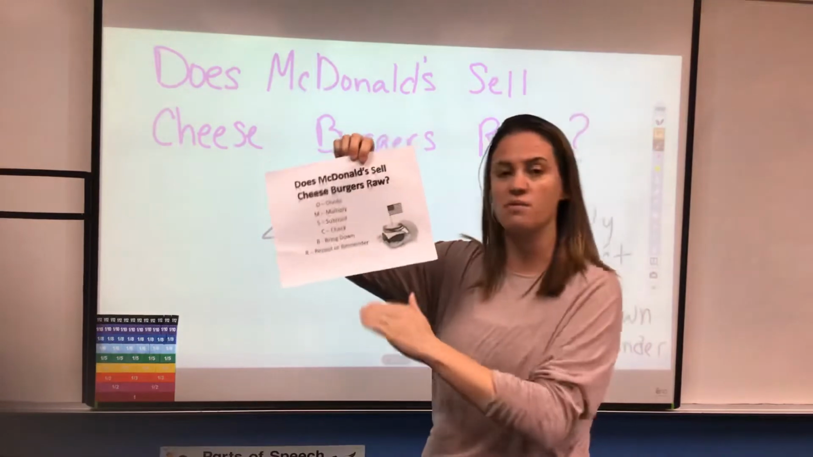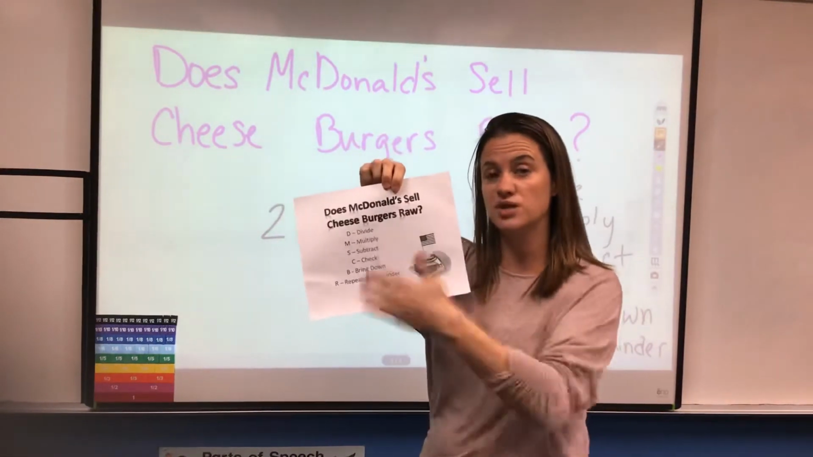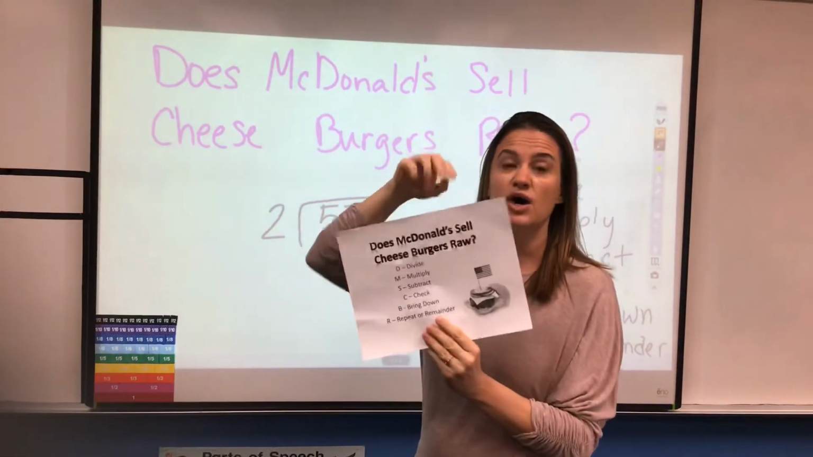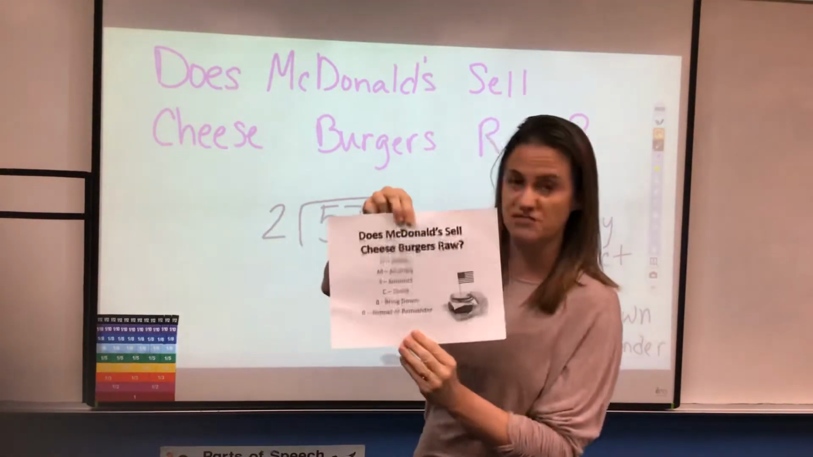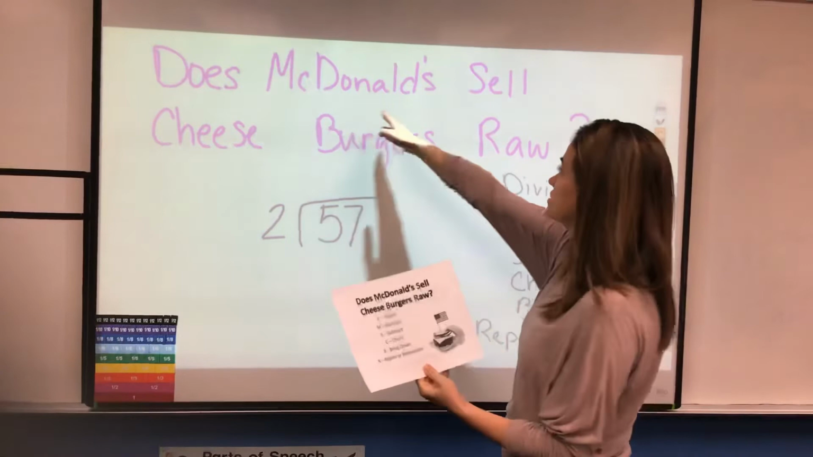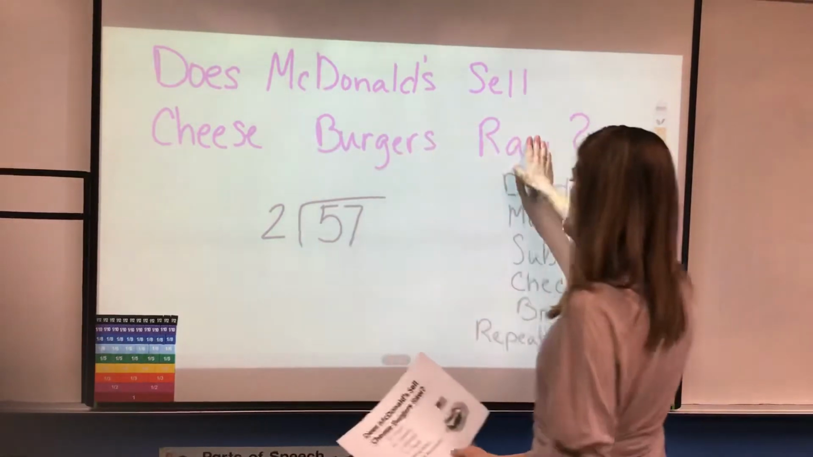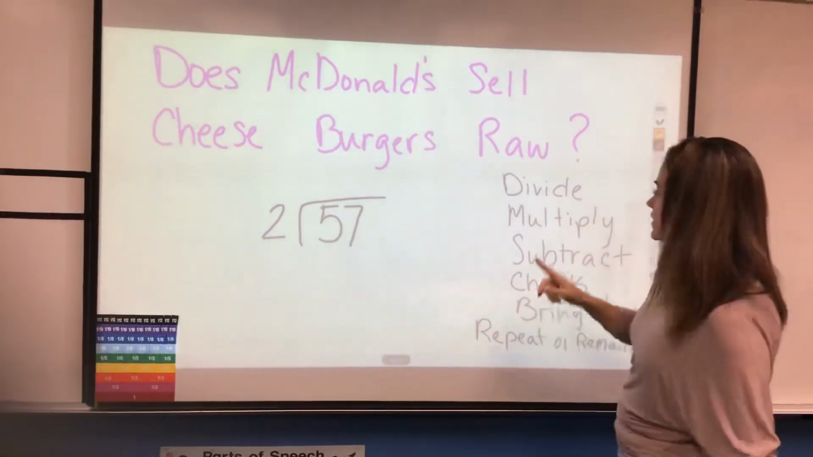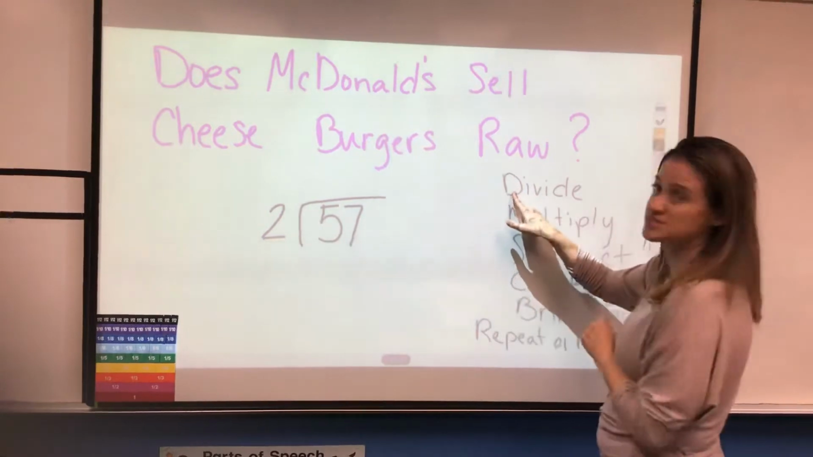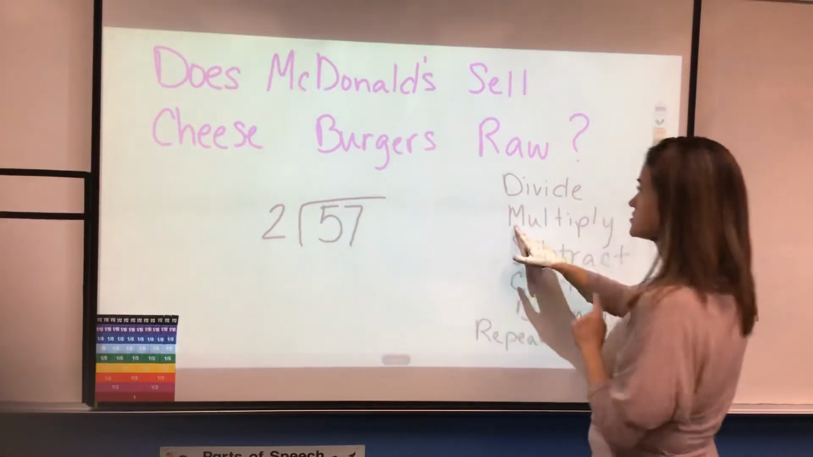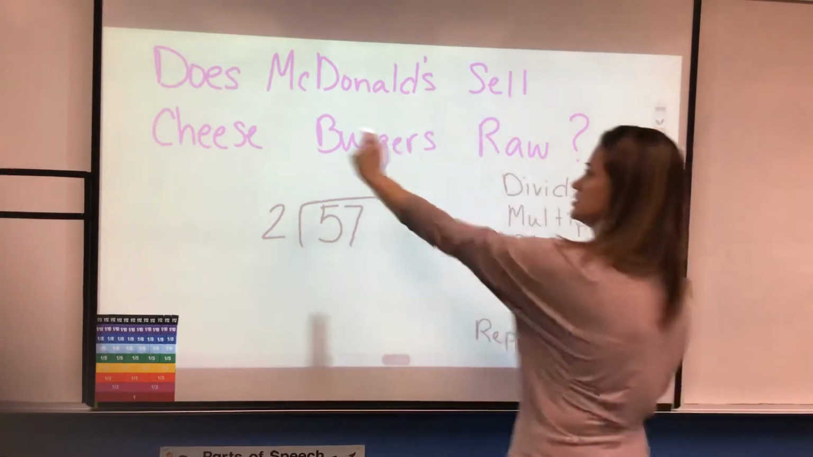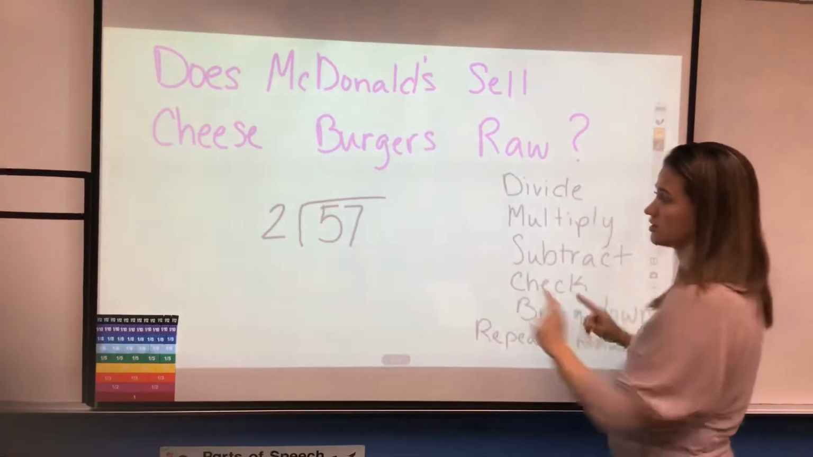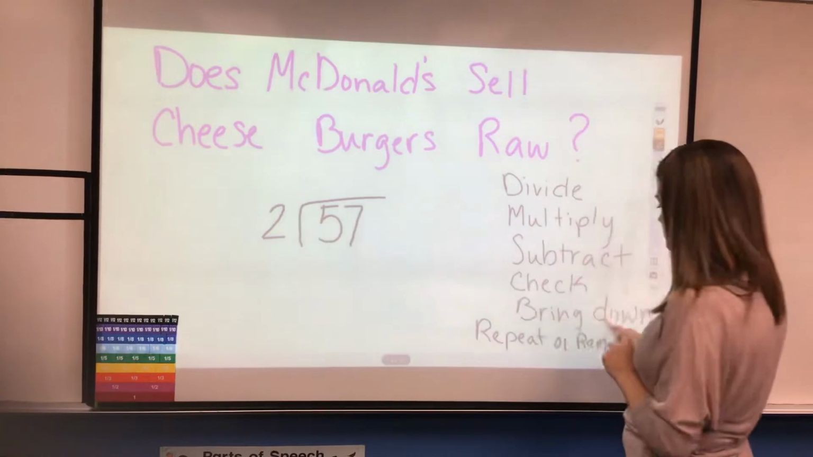This is a friendly reminder of the steps that you need to take to divide numbers with 2 digits or more. So it says, does McDonald's sell cheeseburgers raw? And what it does is: Does is divide. McDonald's starts with an M, so it's multiply. Sell is subtract. Cheese is to check. Burgers would be bring down.